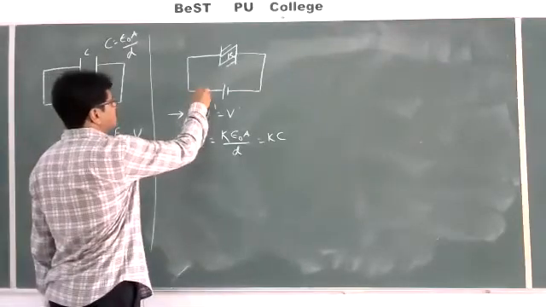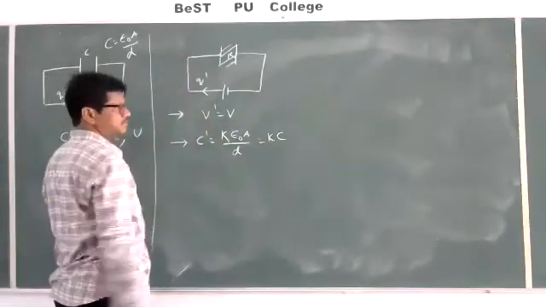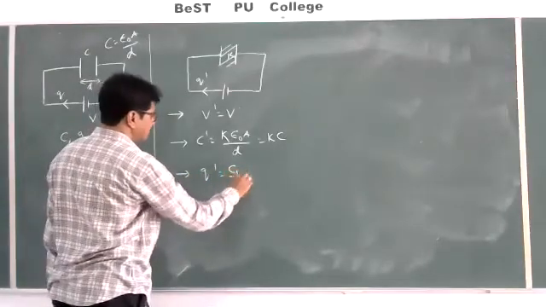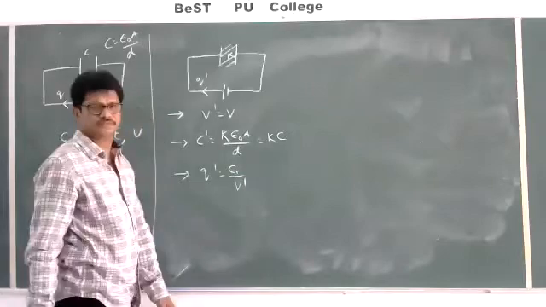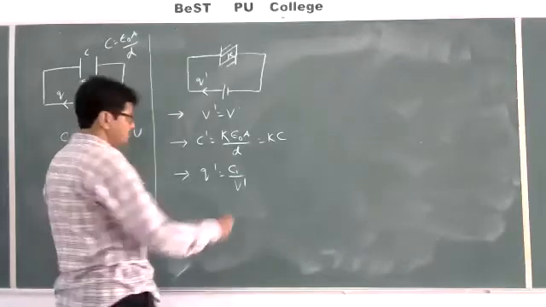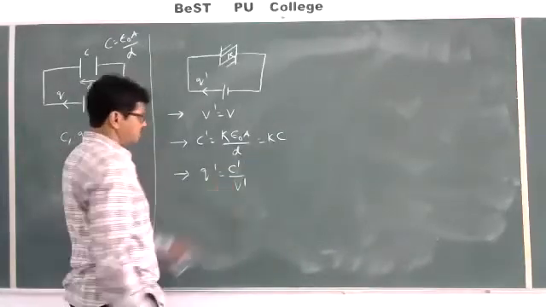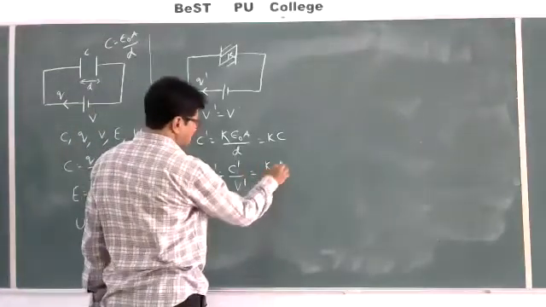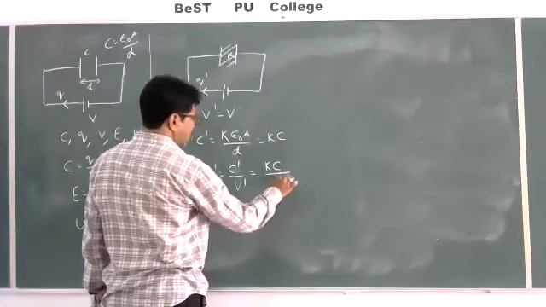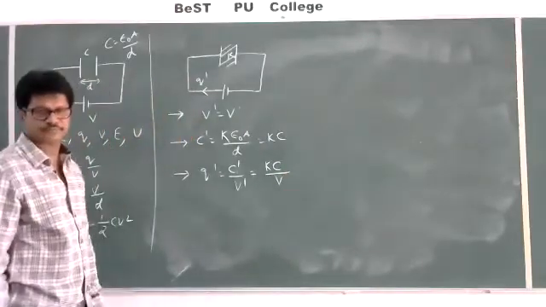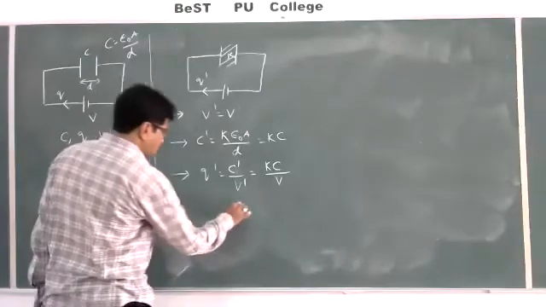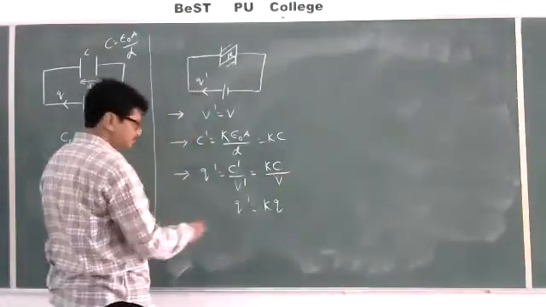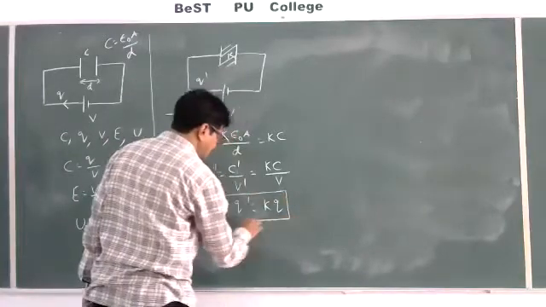Next, what happens to the charge? Q dash is equal to C dash V dash, where C dash is equal to KC, V dash is equal to V. Then Q dash is equal to KCV, and CV is equal to Q. So Q dash is equal to KQ.